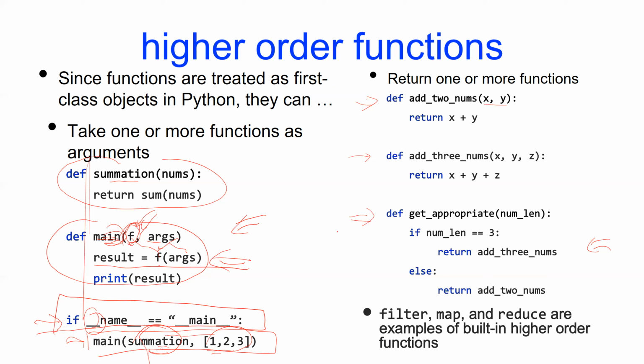Basically, you can see here, I do a check to say, if my number length equals 3, I will return add 3 numbers. Otherwise, I return add 2 numbers. So this function essentially tries to return you the right function to apply to your input. But this is not the key part. The key part is to see here, we are returning a function as a result of a function.